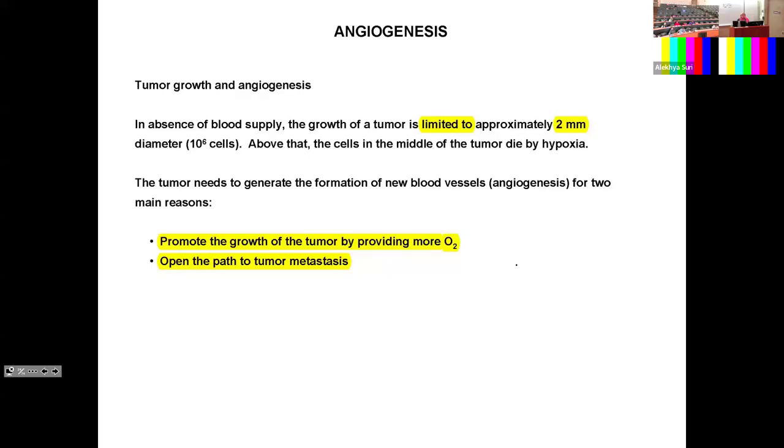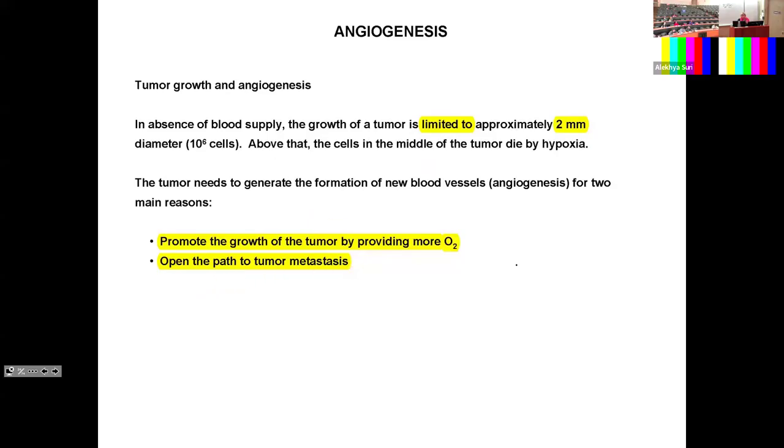If the tumor wants to grow, because you can imagine the tumor is always kind of like a little monster that wants to grow, grow, grow, it needs supplies. So it will induce the formation of new vessels, which they call angiogenesis, neoangiogenesis, neovascularization. The main purpose is to promote growth of the tumor by providing more oxygen, and also to open the path for tumor metastasis.